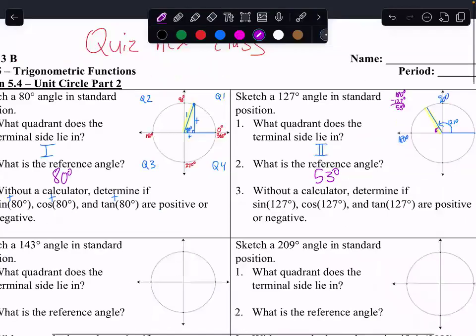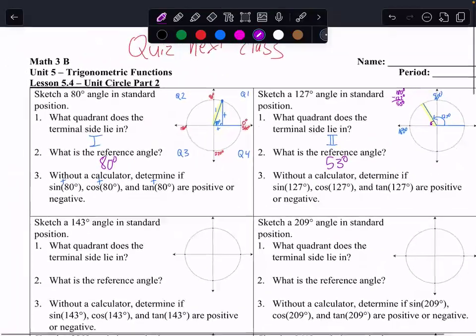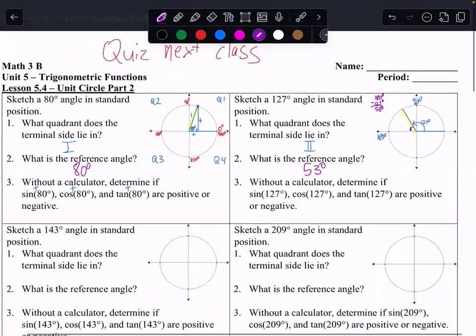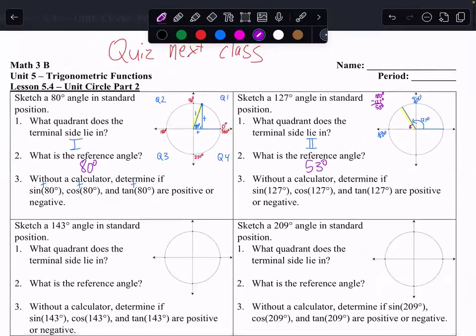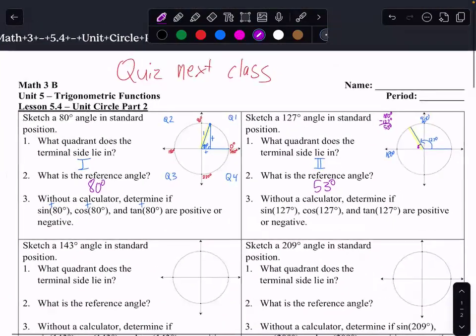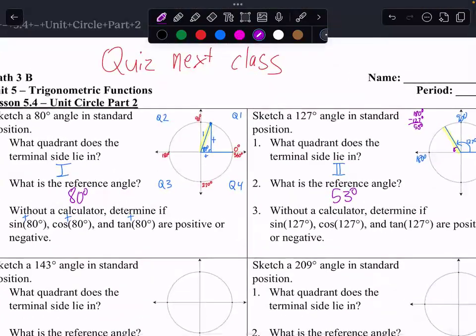Okay, so that's the idea behind this side of the page. I'm going to give you some time to try the rest of it out. Again, you should be able to do the whole rest of the page. Go and give it a try. Let me know if you have any questions.